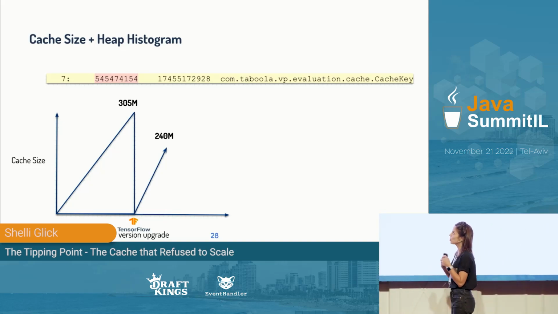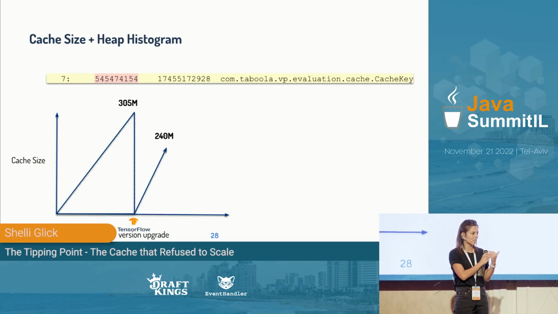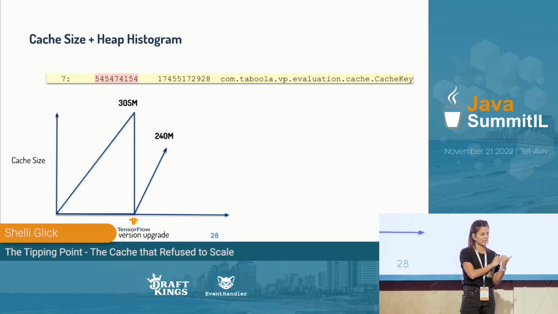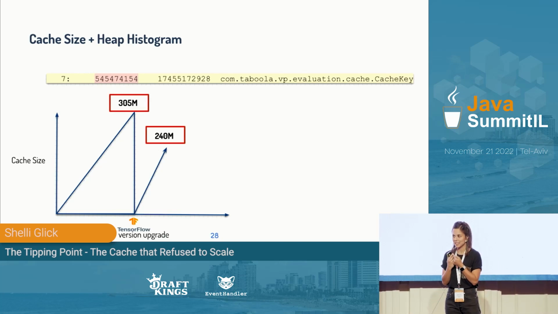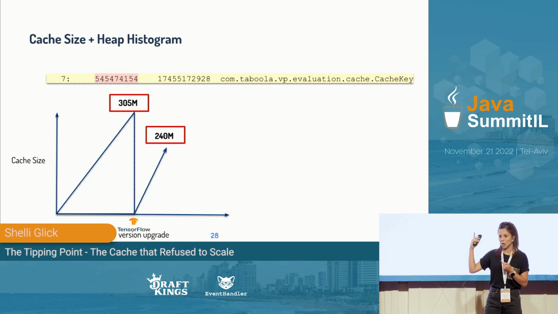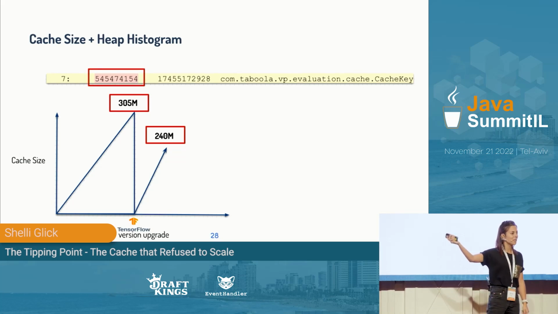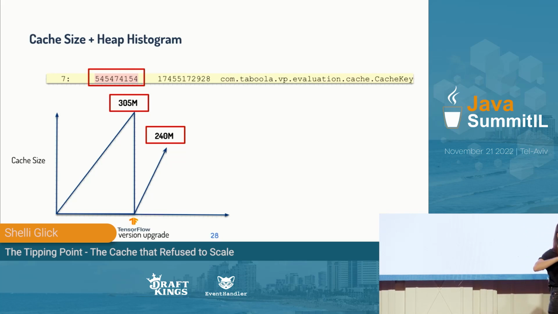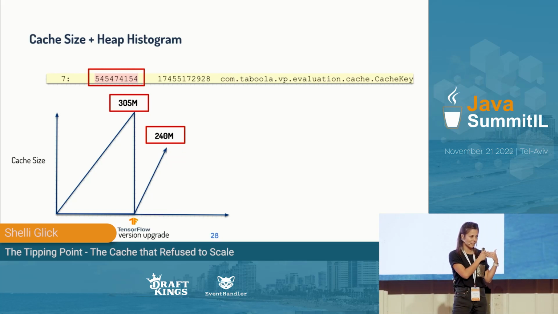And if we take an even closer look at these numbers, our application-side metrics are showing us our cache size, its previous size, was just over 300 million entries. Our current cache size is 240 million entries. And if we put these two numbers together, we get the exact number our heap histogram is showing us we have in heap. Meaning our heap contains the entire current cache and the entire previous cache that we already invalidated.